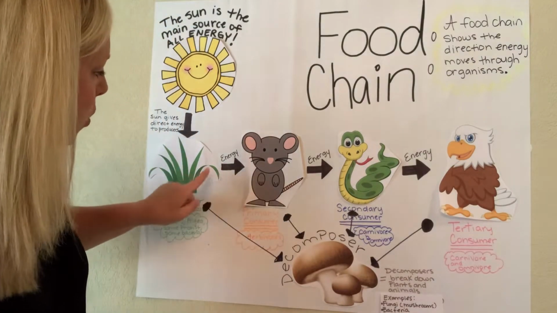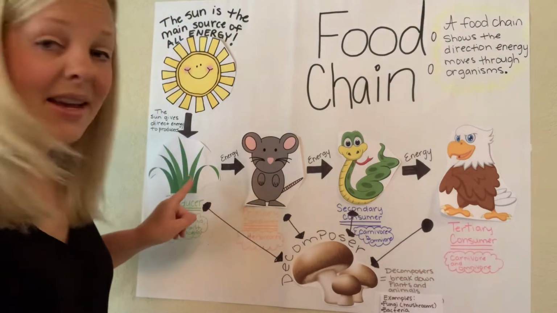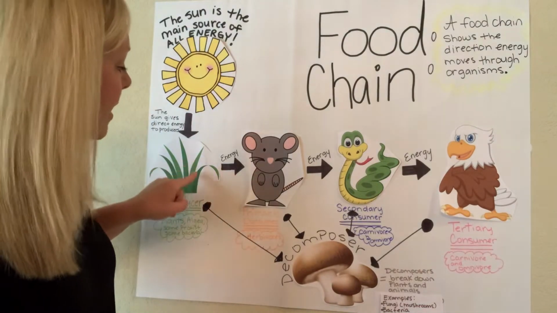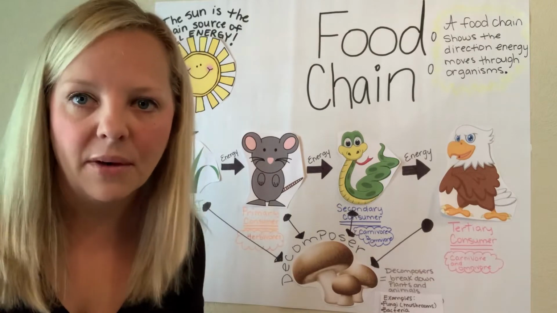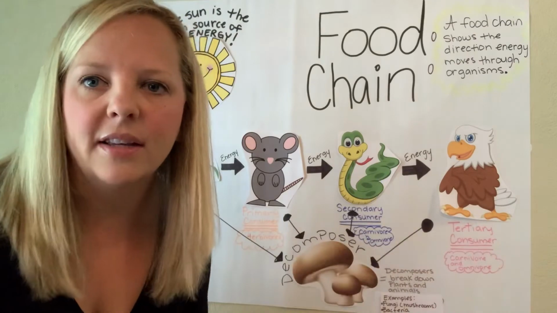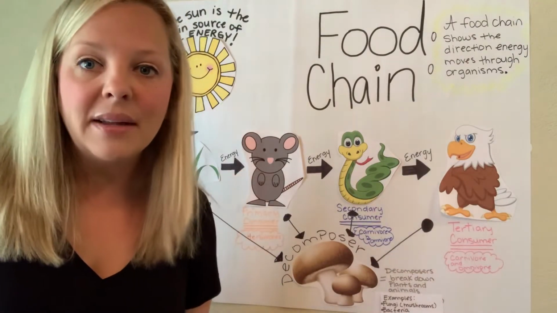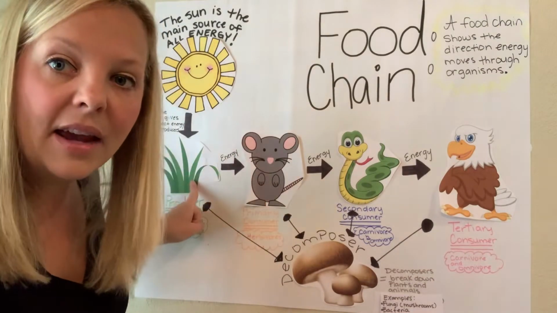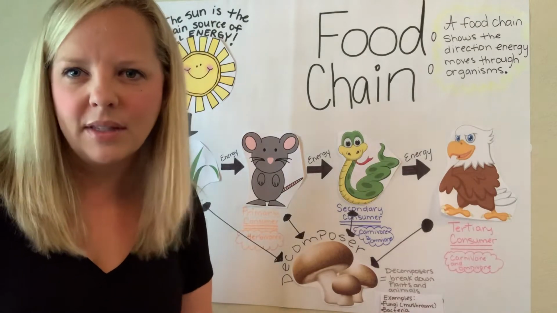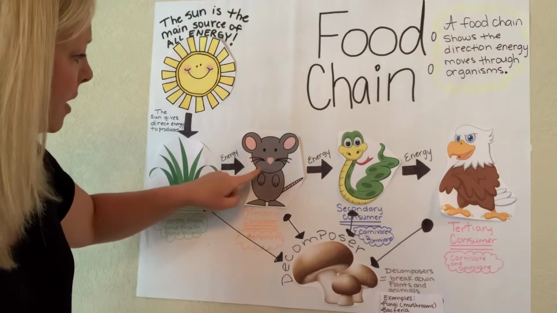Notice the arrow is pointing from the grass to the mouse. That does not mean that the grass eats the mouse. That means that the grass gave energy to the mouse. So those arrows are always pointing in the direction energy is flowing. Really, in nature, what happened is the mouse ate the grass and the grass gave it energy. But the food chain is only going to represent the flow of energy.